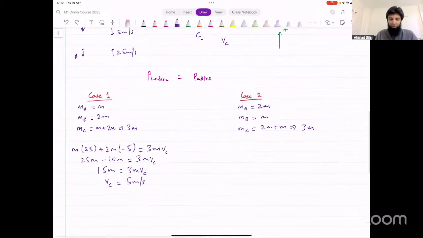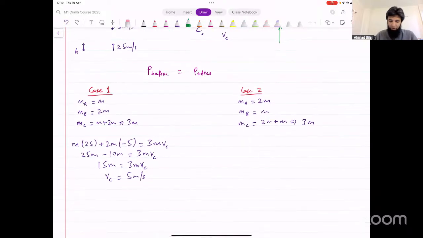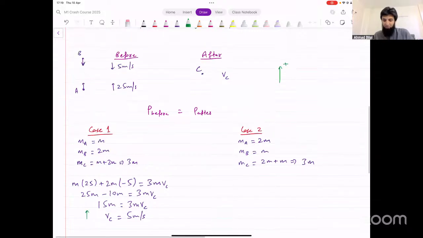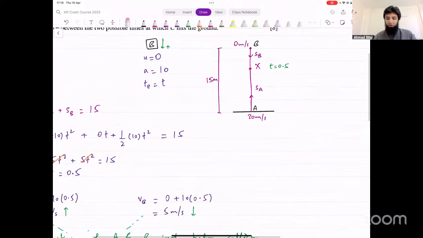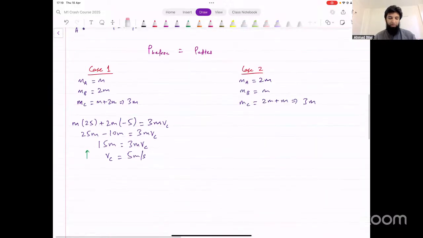So the combined particle, it's moving in the upwards direction, right? So when they collide here, the combined particle will go up and then it will go down after that collision, right? Because A had more impact. So because of that, the combined particle actually starts moving upwards after collision. All right, that's case one.